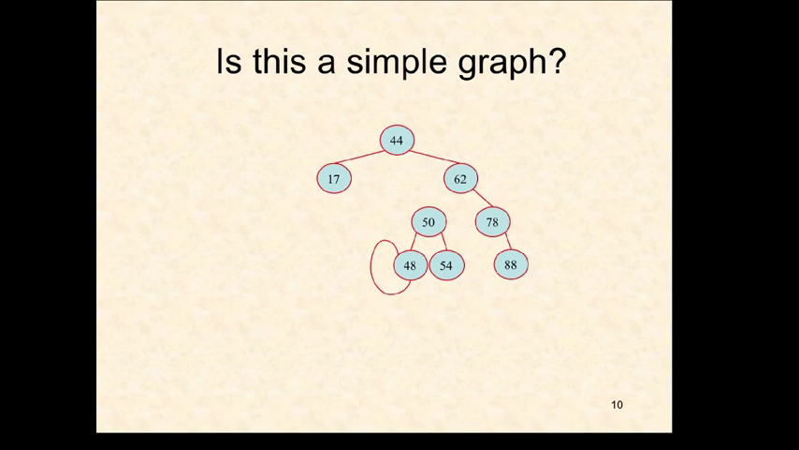So is this a simple graph? Well, it is disconnected, which is okay, but we have this self edge where a vertex connects to itself. So this is no longer a simple graph because of that edge. If we take that edge away, we do have a simple graph. It is a disconnected graph.